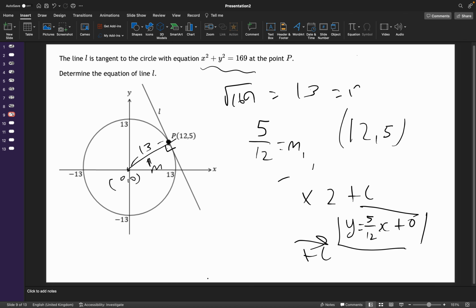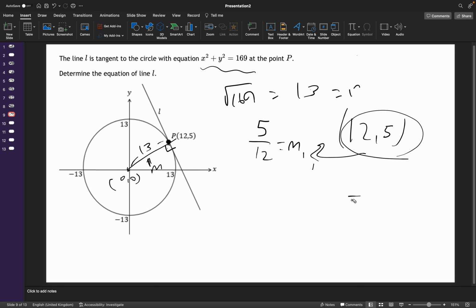This is the final answer. Negative 12 over 5, we substituted that in with the gradient to get the equation of this line. Actually, no we didn't. We left out a crucial step, an absolutely crucial step. 5 over 12 is the gradient of this line, right? If you're keen-eyed, you'll notice it's perpendicular.